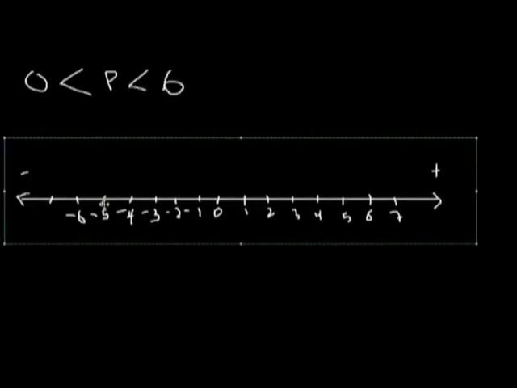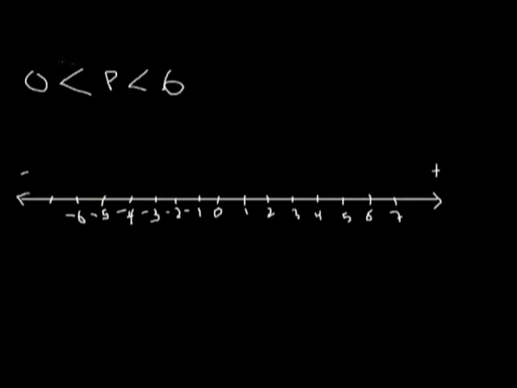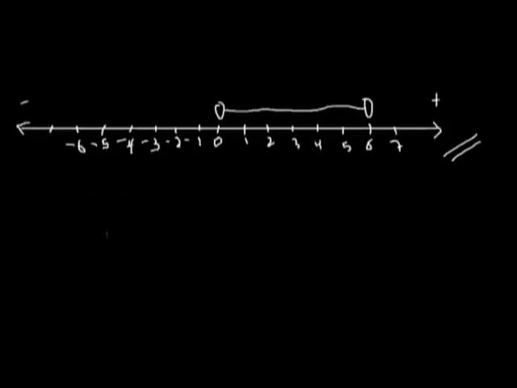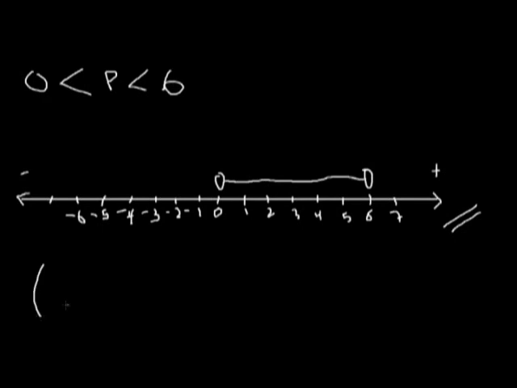Let's say 0 is less than p, but p is less than 6. We can represent this on the number line. So we know that if we use the less than or greater than sign, we will use an open circle from 0 all the way towards 6. So this inequality is represented on the number line just like this. And in interval notation, we will use a circular bracket. So that will be 0 towards 6.